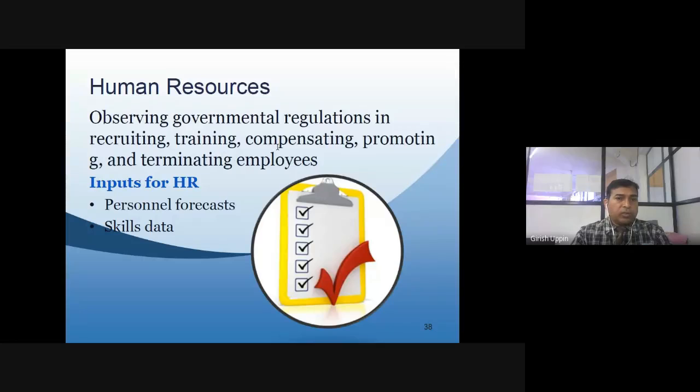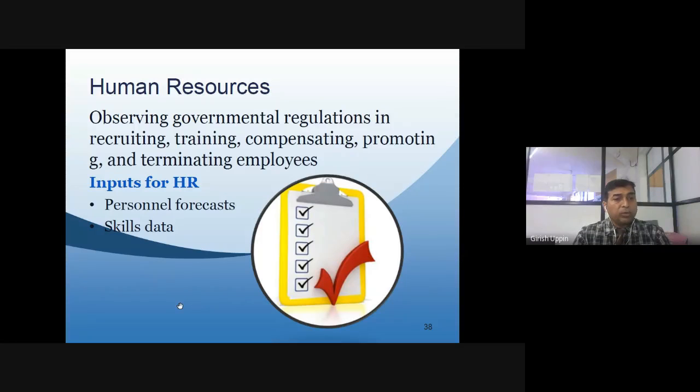Human resources, observing governmental regulations in recruiting, training, compensating, promoting, and terminating employees. So there are certain government regulations that HR should be aware of, and it should be in compliance whenever it is doing recruitment, training, promoting, or any kind of activities. It follows the government regulations.